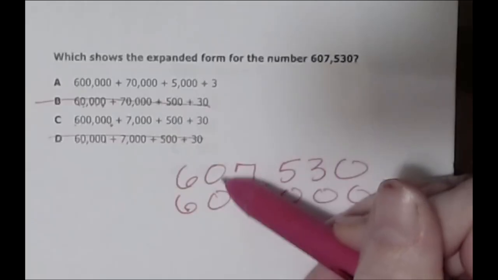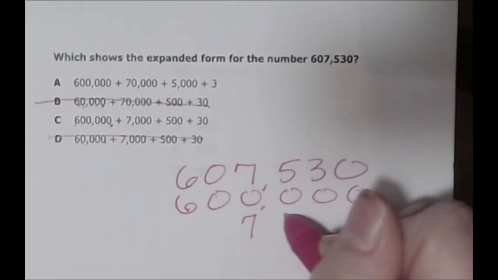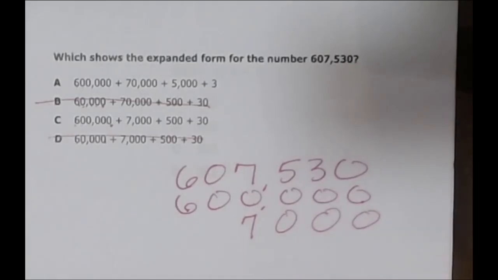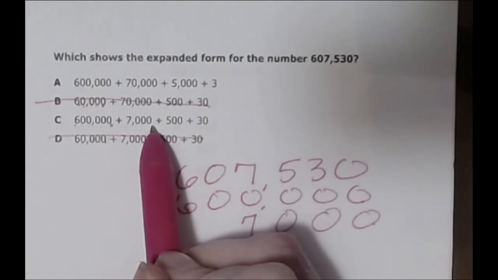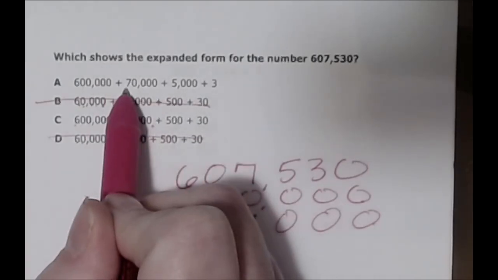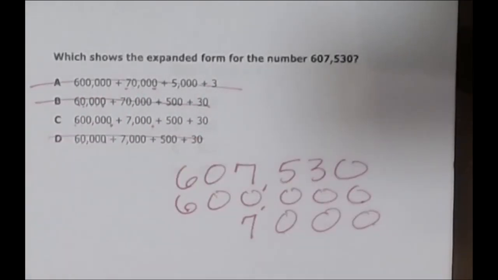There's nothing in the 10,000s. So I go to my thousands. There's a 7. Again, the rest become zeros. So I have a 7 and 1, 2, 3 zeros. All right, that works. But up here is a 7 and 1, 2, 3, 4 zeros. So automatically, you should know that's not it.